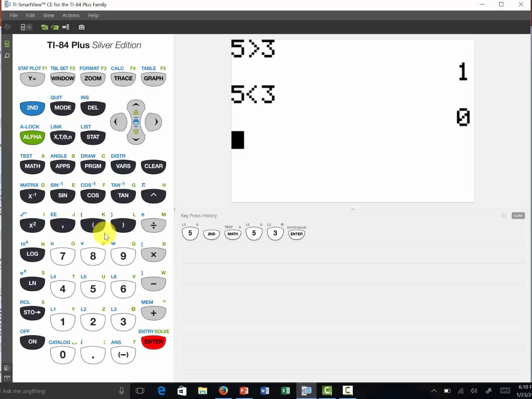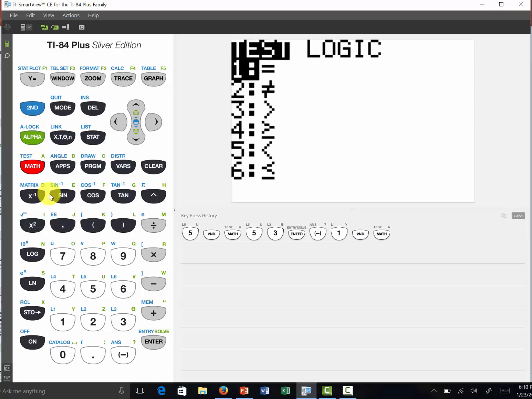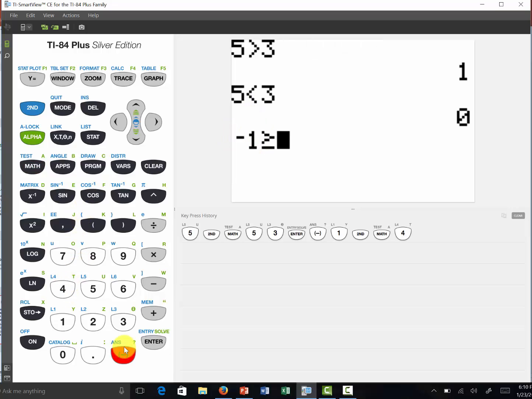Let's do one more. Let's say negative 1 is greater than or equal to, which is number 4, negative 3. And of course, negative 1 is greater than negative 3. It's not equal to, but it is greater than, so this should report a value of 1, which it does.